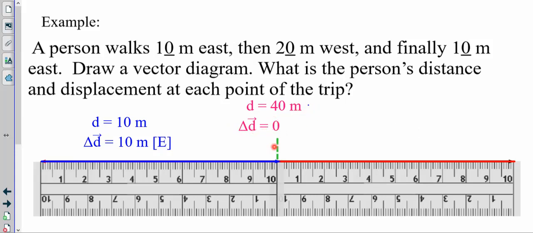If we look at the overall displacement, we are back where we started. Right, we are back at our starting point. So therefore, our overall displacement is 0. As far as we're concerned, if you turn your head and didn't notice a person move at all, and then you finally look back to the person, they're standing right back where they started. For all you know, they didn't move at all. So it is possible for your displacement to be 0.